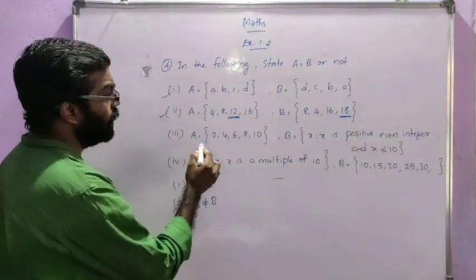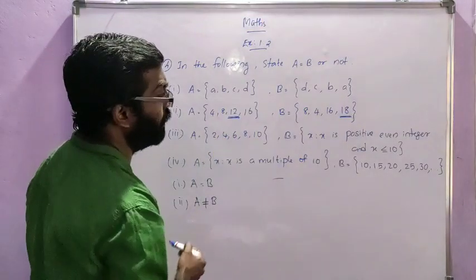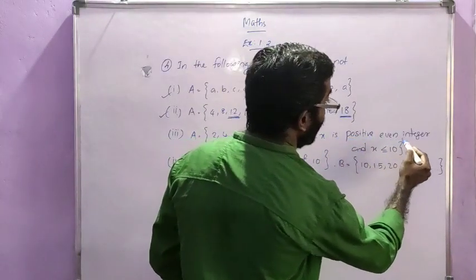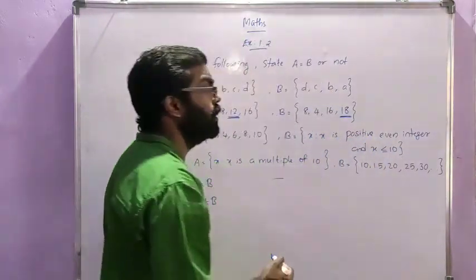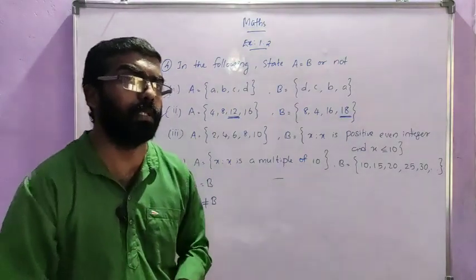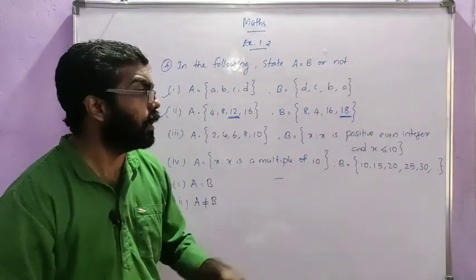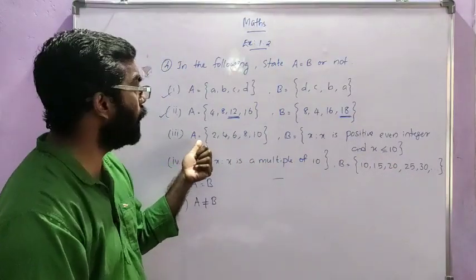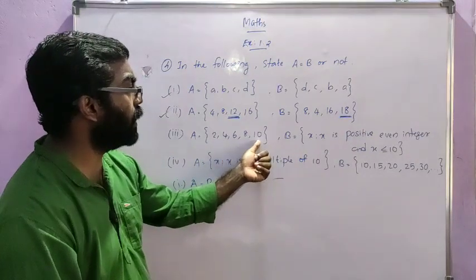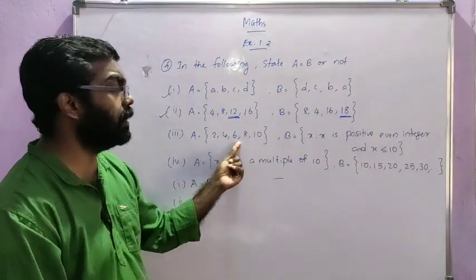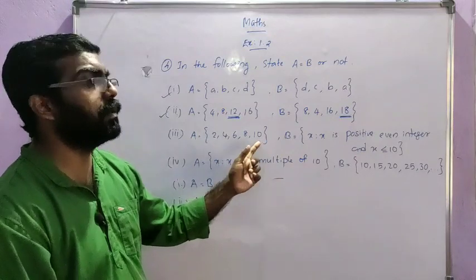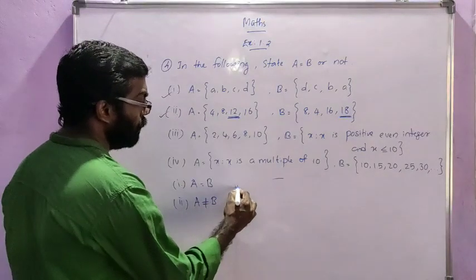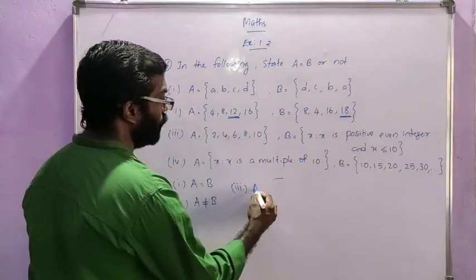And the third one, A is equal to {2, 4, 6, 8, 10} and B is given in set builder form: x is a positive even integer and x is less than or equal to 10. So it is the same as set A, 2, 4, 6, 8, 10, meaning the even integers up to 10. Clear? So we can conclude for the third one, A is equal to B.